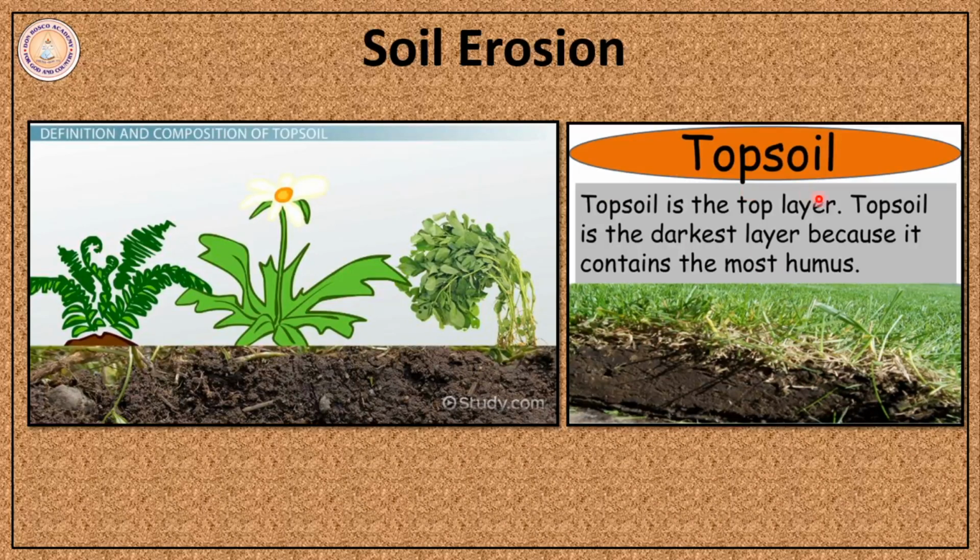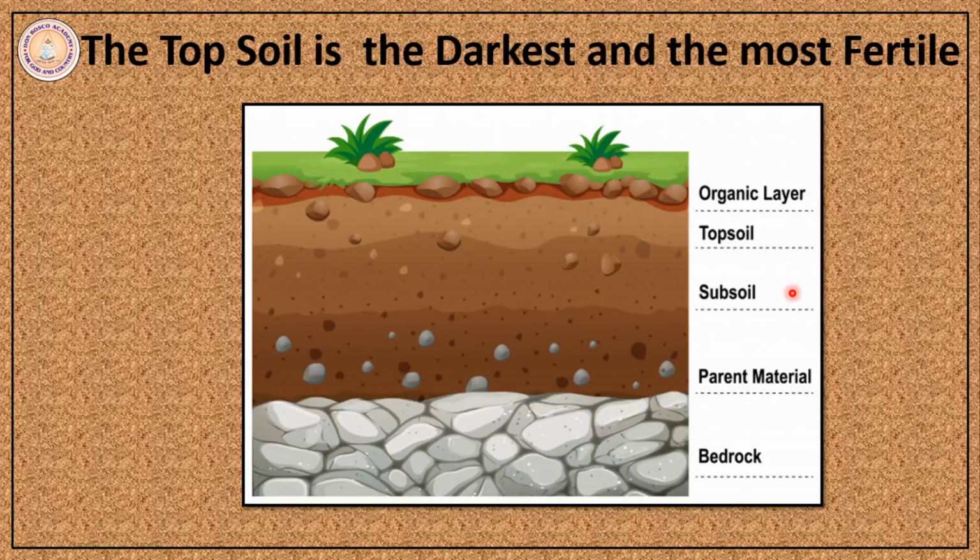Now the topsoil is the darkest. Why? Because it contains humus. It has the maximum amount of humus, that is remains of dead plants and animals. So it is the darkest part of the soil.